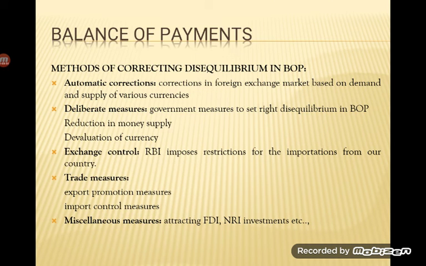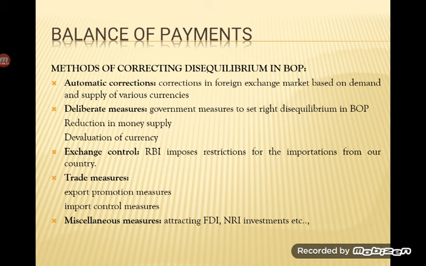Then it can even be exchange control. The RBI poses restrictions on how much they have to export and how much they have to import. Usually there will not be many restrictions on exports, but they pose restrictions on imports in order to avoid excessive payments to foreigners. So that is exchange control.